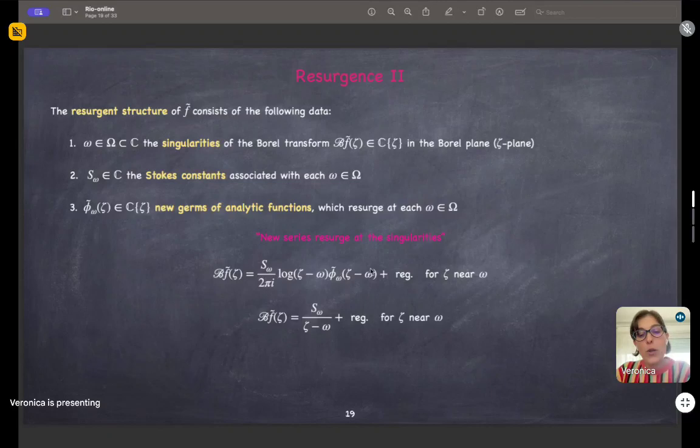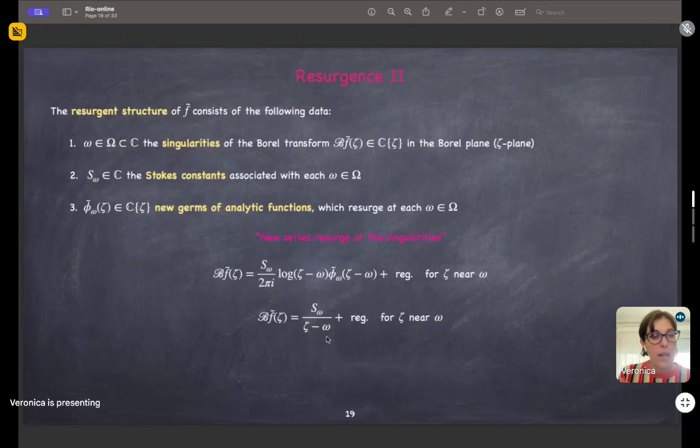So this is somehow how you can explore the zeta plane to find more singularities. But even more simply, if your function has a simple pole at the point omega, in that case the Stokes constant, the new information that is encoded at that singularity, is just the residue. And this will be the case for the example that we will see later on.